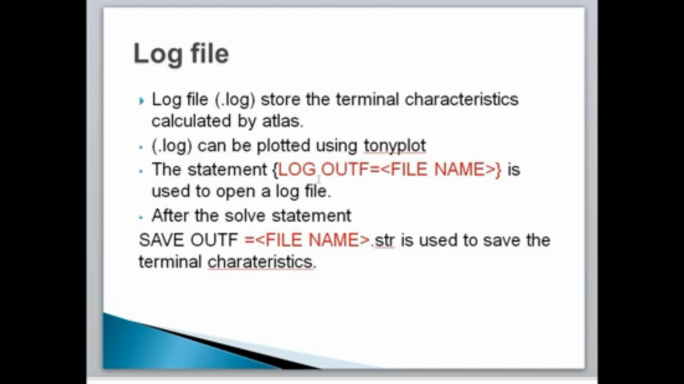The statement log outf=filename is used to obtain a log file. After the log statement, terminal characteristics obtained from the solve statement are saved into the file. Using this statement, you can save the data. Save outf=filename.str is used to save the structure file.